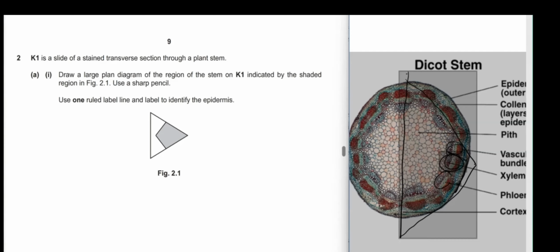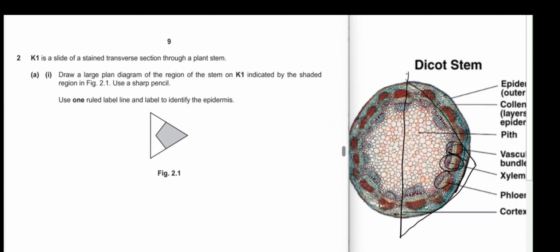It is different in the sense that we have a certain portion shaded in the figure and we have to make the plan diagram of it. So let's go directly to the question. Question number 2 says that K1 is a slide of a stained micro transverse section through a plant stem. Draw a large plan diagram of the region of the stem on K1 indicated by the shaded region in figure 2.1. Use a sharp pencil and use one ruled label line and label to identify the epidermis.